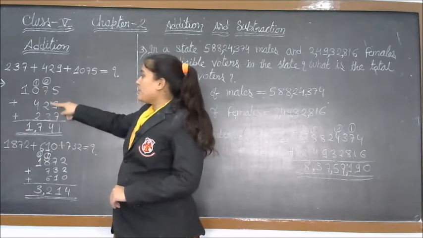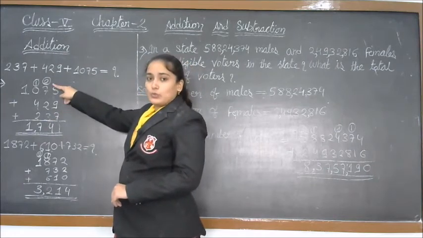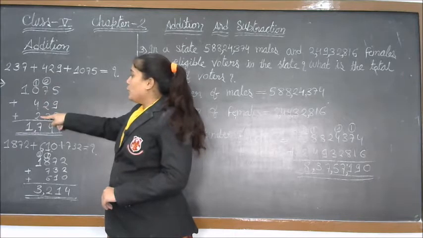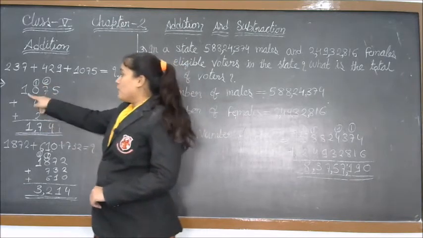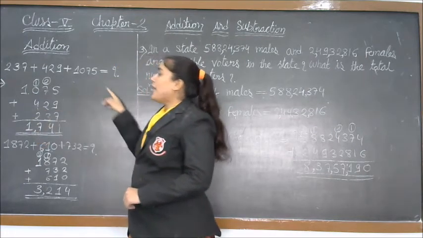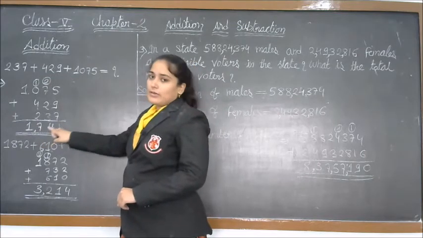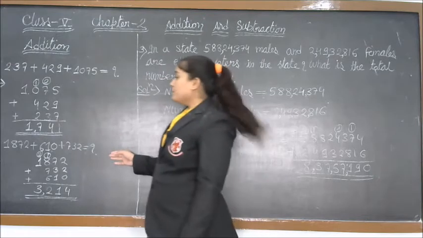Now 7 plus 2 is 9, 9 plus 3 is 12 and 12 plus 2 is 14. So 14 is here and 1 carry. Now 2 plus 4 is 6, 6 plus 1 is 7. Now 1 is a single digit number here, so 1 as it is. So when we add these 3-digit numbers, the answer is 1741. Like that, one more example is here.